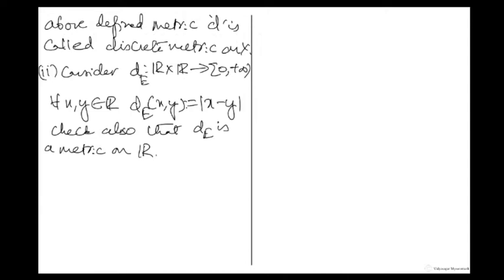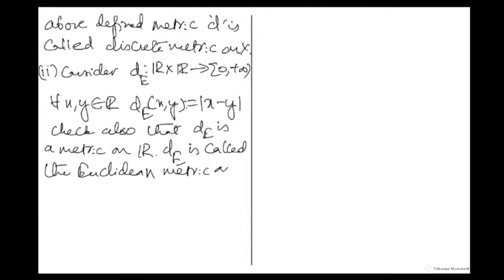In fact, it also has a name. This e, the subscript e, is there because d_e is called the Euclidean metric on R. You have to check this also. Again, this is not a difficult check. Of course, it has certain intricacies you need to look into. Now, there is a generalization of this.